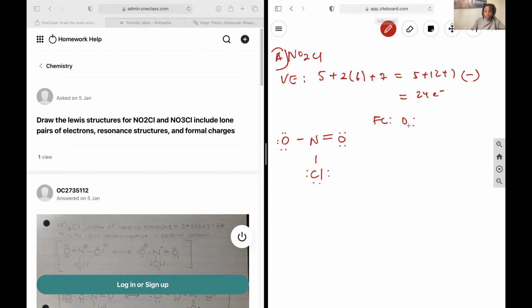On the oxygens, I'll have to label them now since they're different. On oxygen 1, it's going to be 6 minus 4 minus 2, giving us a 0, so it's happy. On the nitrogen, it is going to be 5 minus the 4 electrons that it has in bonding pairs, so it's going to be +1. On the chlorine, we already found that it's going to be 7 minus 7, 0. We didn't change anything about it. And on the second oxygen, we will get 6 minus 6 minus 1, so we're going to get -1.